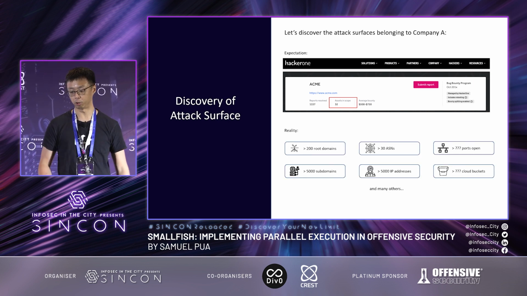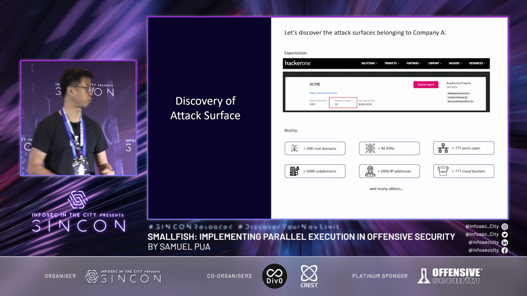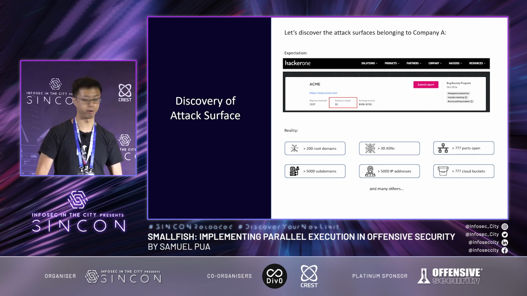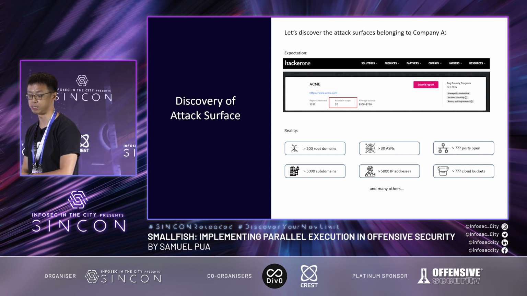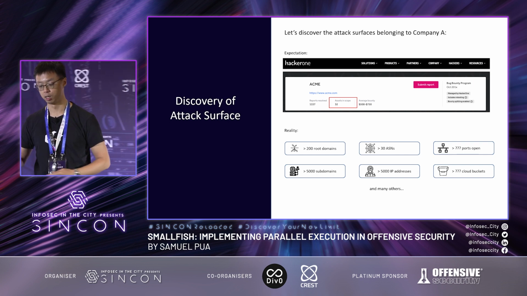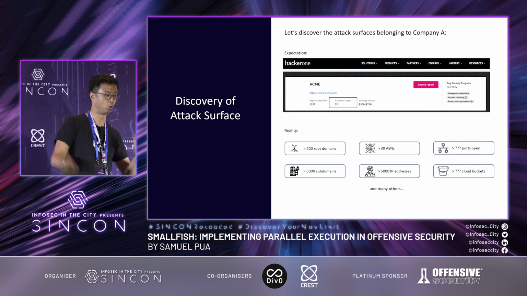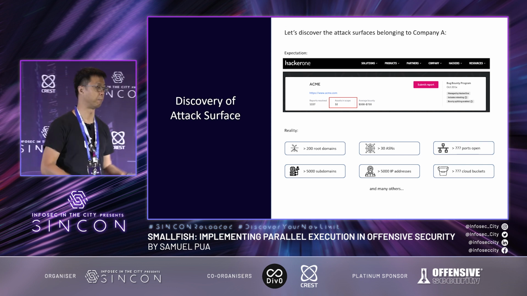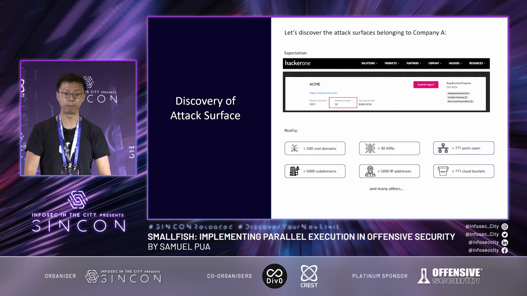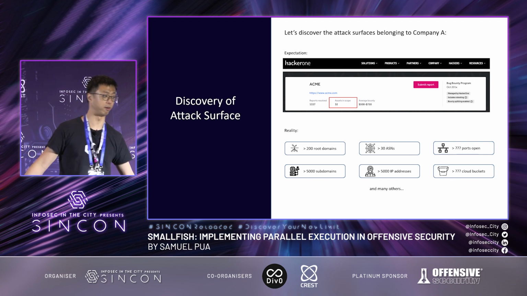When we look deeper at the organization, for this specific company, you actually have more than 200 root domains. We have more than 5,000 subdomains, more than 30 ASNs, more than 5,000 IP addresses, an unknown number of ports open, as well as an unknown number of cloud buckets, mobile applications, repositories, and so on and so forth.